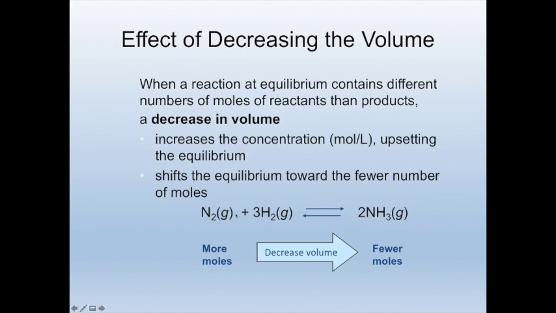Here is another example of nitrogen gas reacting with hydrogen gas to produce ammonia gas. There are more moles on the reactant side, so a decrease in volume will push the reaction towards the products, which have fewer moles. And in fact, when this process is done industrially, one of the things they do is compress these two gases together and apply a large amount of heat, and this produces ammonia, which can then be used to make fertilizer.